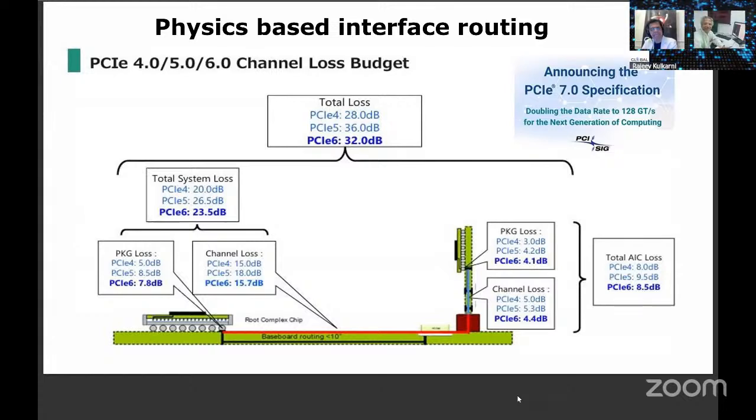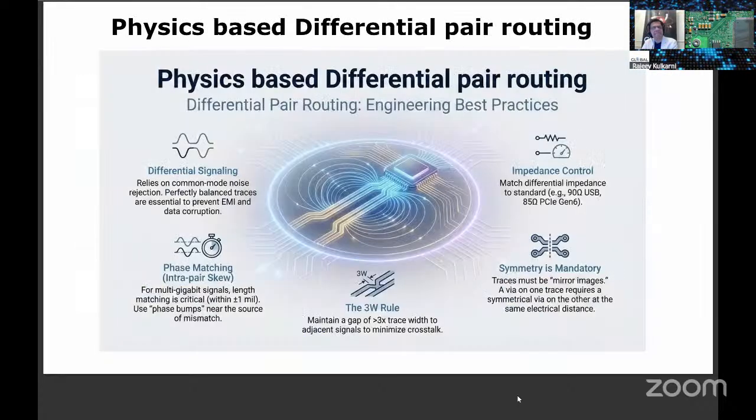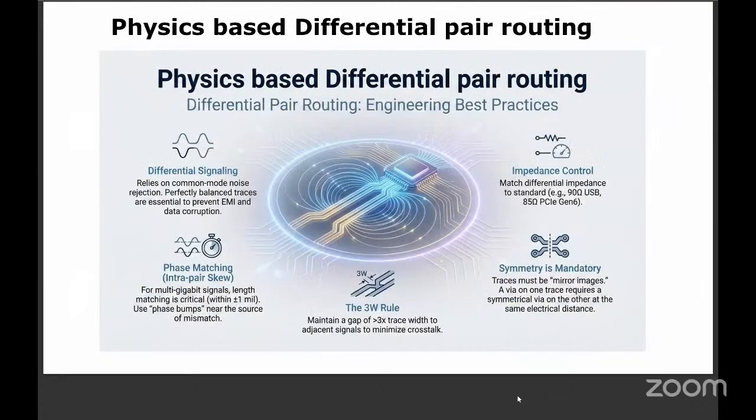Okay. So let's go to the next slide, please. So here, even something like 3.125 gigahertz onwards, geometric calculations will not work. What works is physics-based design rules. So we are talking of physics-based differential pair routing. Differential pair routing best practices. This is not a guideline. This is not a recommendation. This is not a standard. This is a combination of all the three. I have taken the best of all three and put it here.